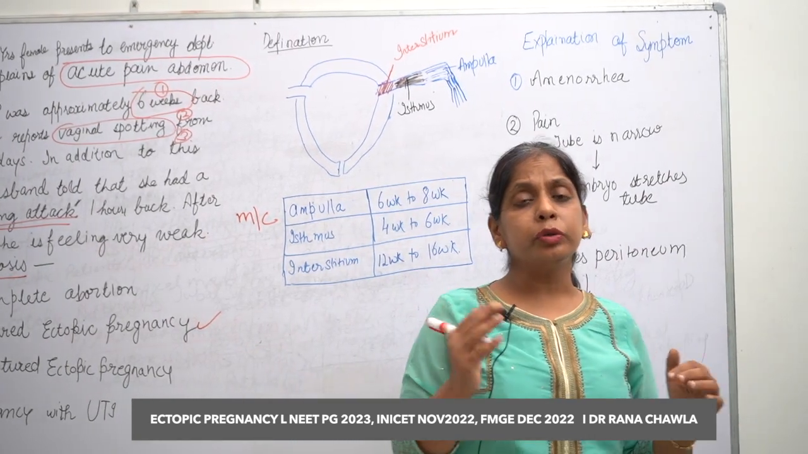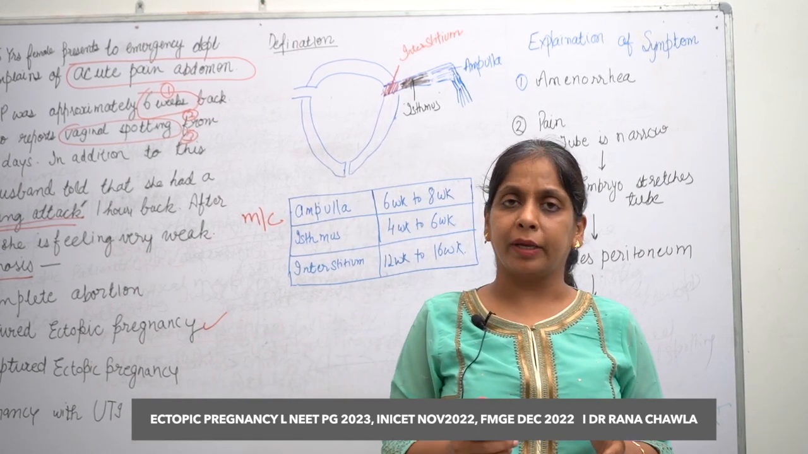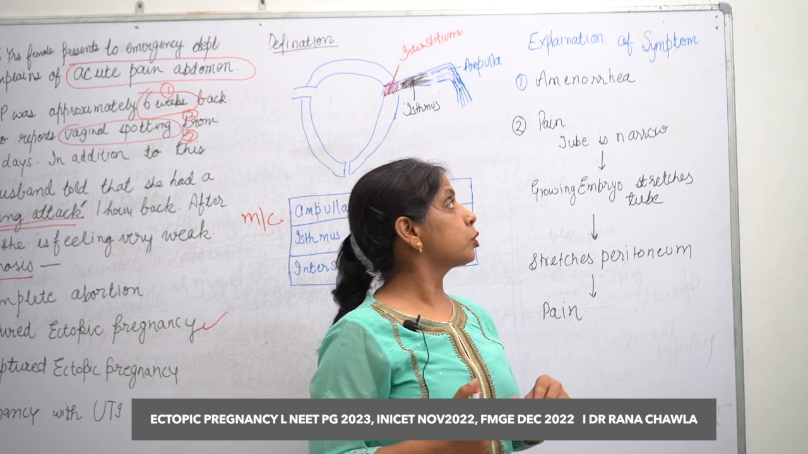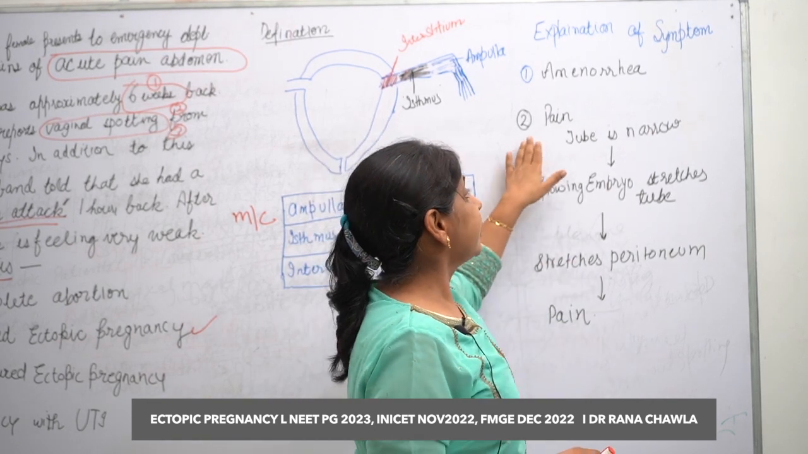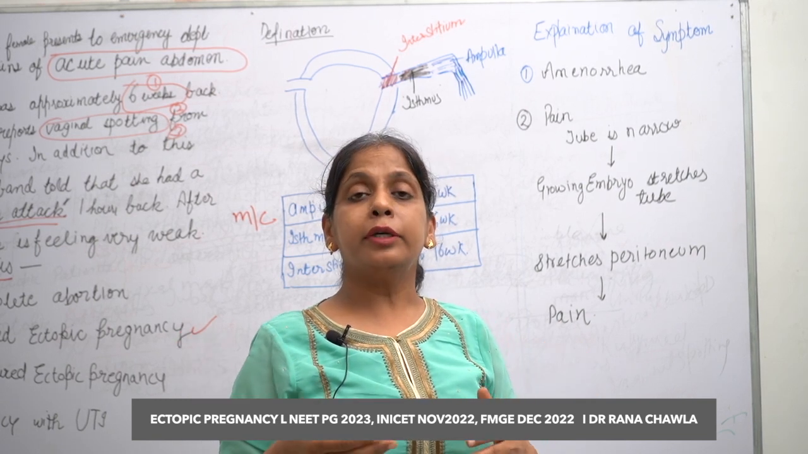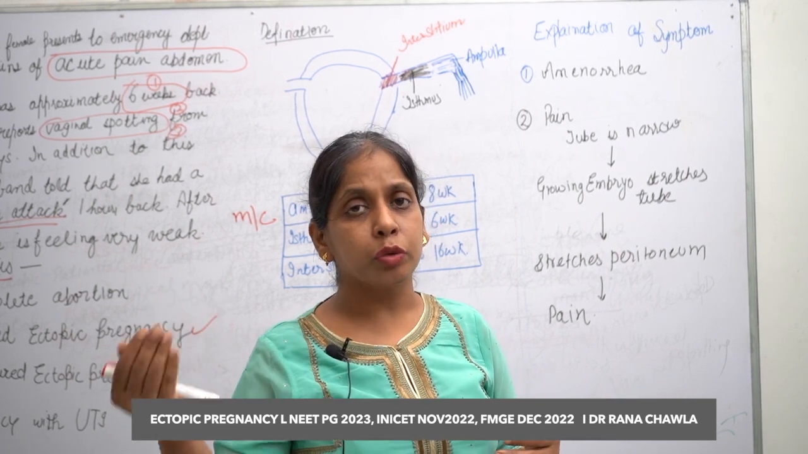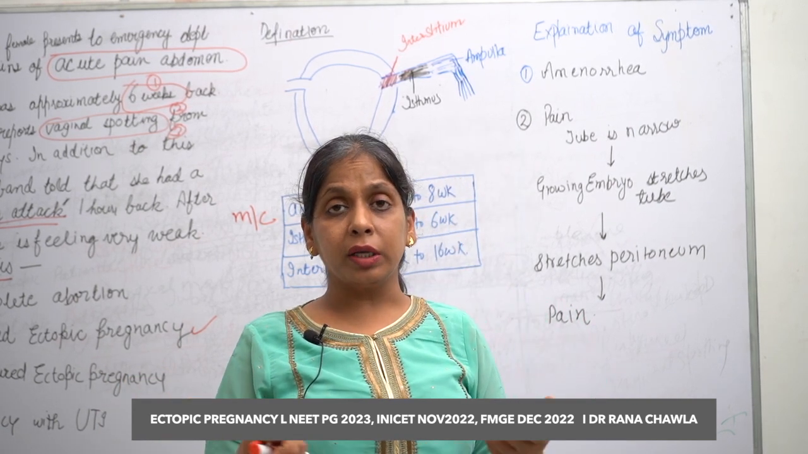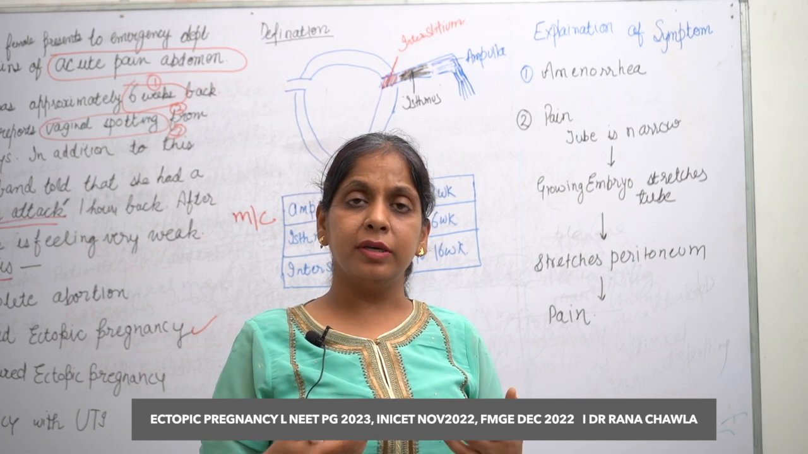Now, why do you think pain is there? A normal intrauterine pregnancy does not have pain. Why does this ectopic have pain? Let me explain. Now we will explain the symptoms. First symptom, amenorrhea: a pregnant patient has amenorrhea due to pregnancy. Second symptom, pain. The tube is very narrow. As the embryo grows, the tube stretches. The stretching of the fallopian tube also stretches the adjacent peritoneum, and when the adjacent peritoneum is stretched, the patient suffers pain.